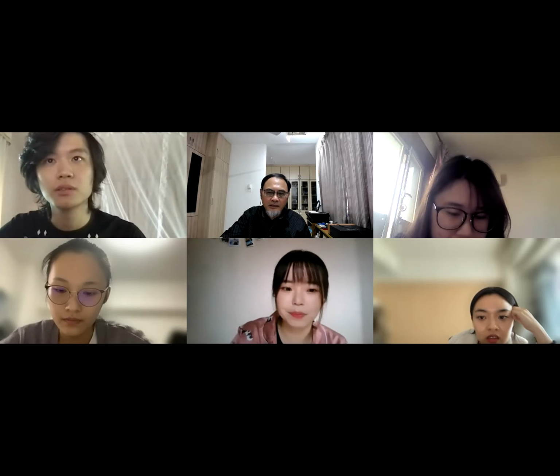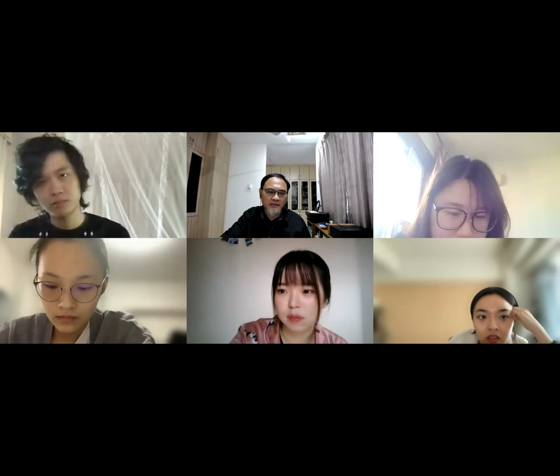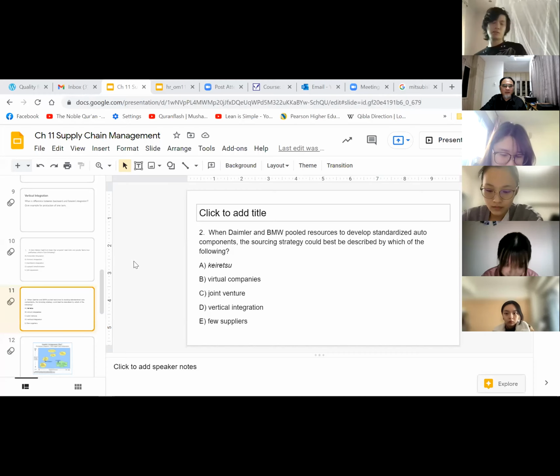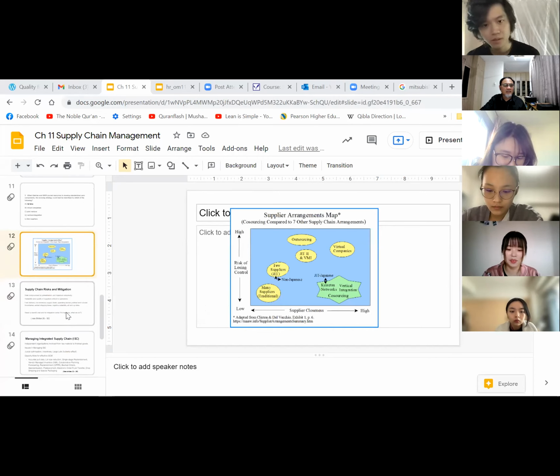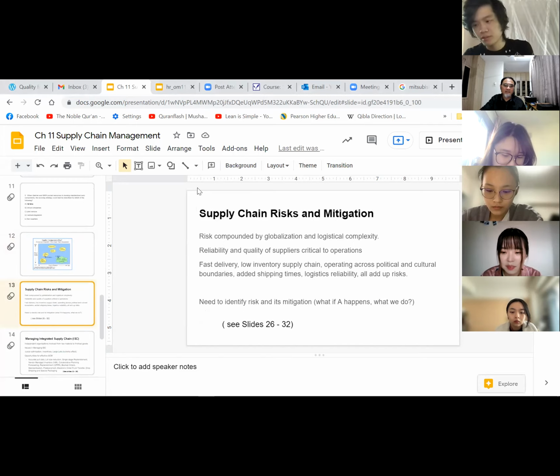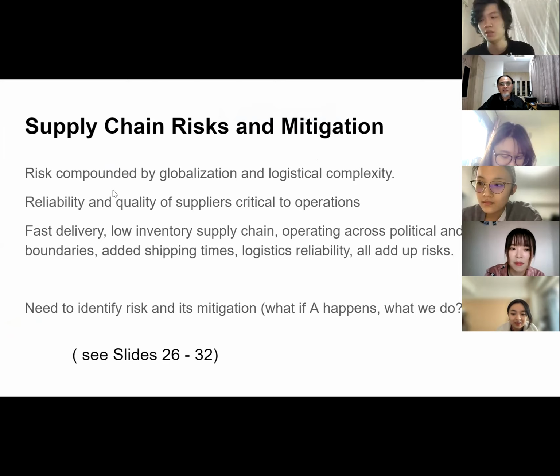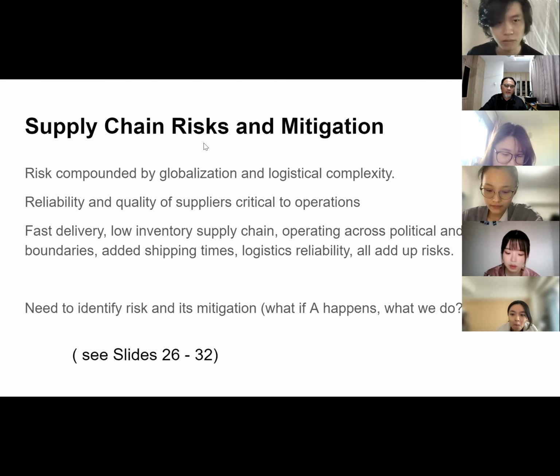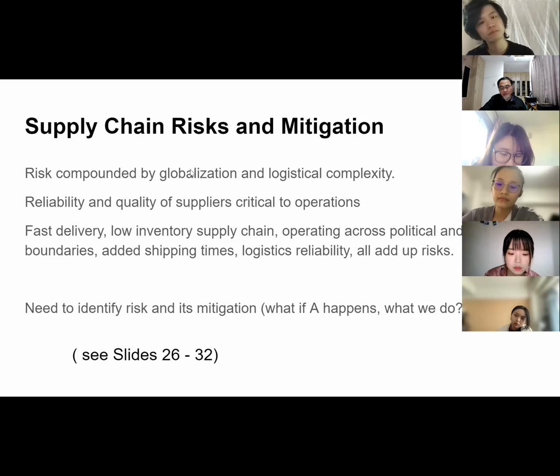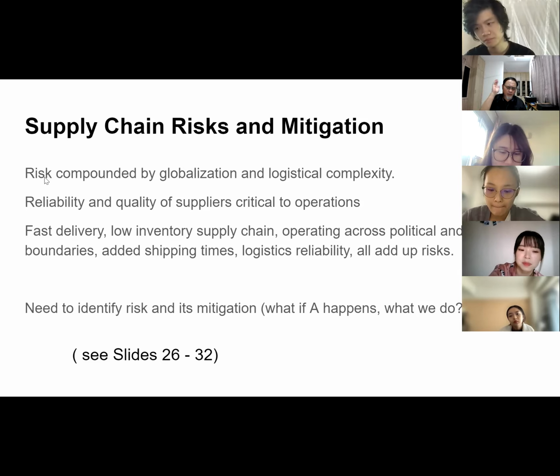Now, let me continue with another important thing in supply chain management, which is risk. Supply chain risk and mitigation. Like what we are seeing today, because of the globalization of business, companies manufacturing in China get their components from afar. Not to say China is high risk, but when you venture into far away places, it results in logistical complexity.